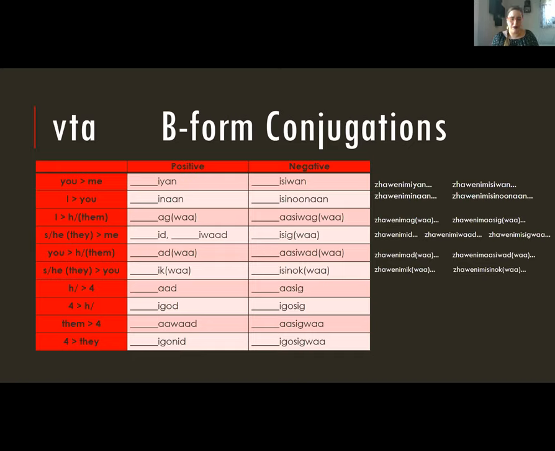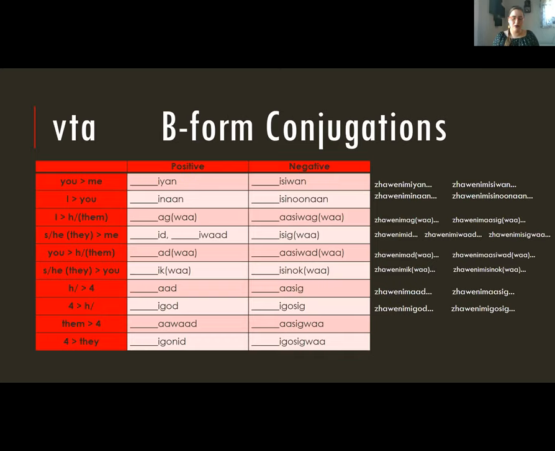You to him or them. So you to him or them, Shawainamud, Shawainamudwa, Shawainamasiwud, Shawainamasidwa. Sorry, Shawainamasiwudwa. That one's hard to say. Shawainamik. So back the other way, Shawainamik, Shawainamikwa. Joanumisinokwa. So remembering these are all the positive ones and the negative ones are over here.